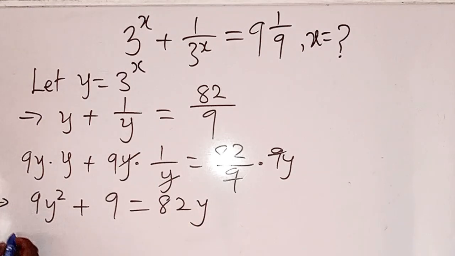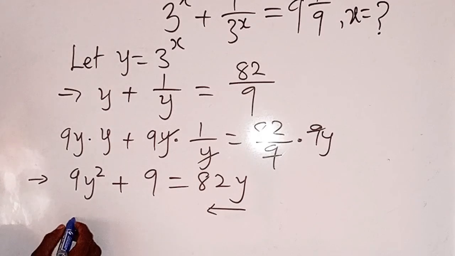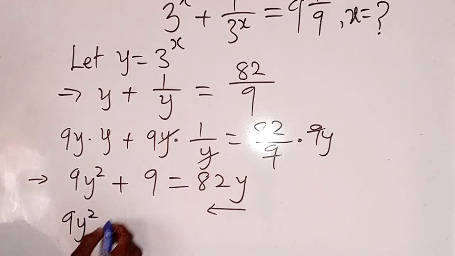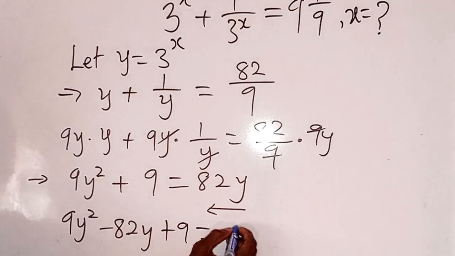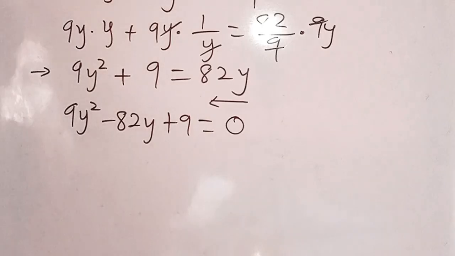Right, so from there, this is coming down here, so that is transposing. We're going to have 9y squared minus 82y, then plus 9 equals 0. So we have this equation, and this equation is a quadratic equation in terms of what? In terms of y, sorry.